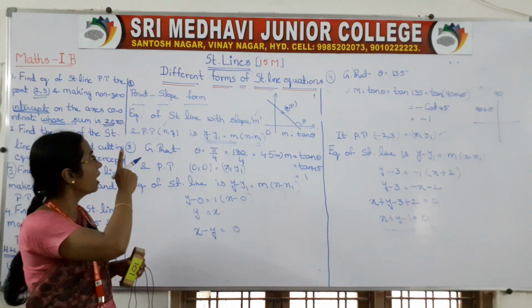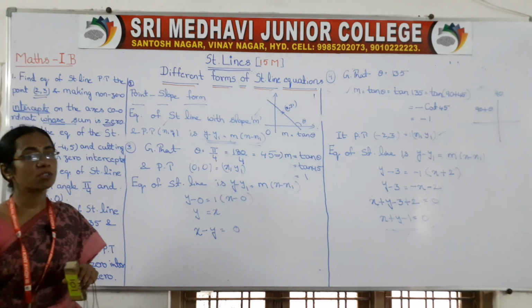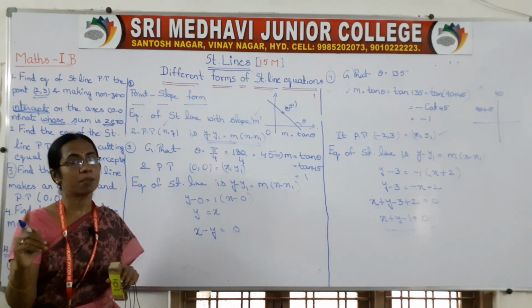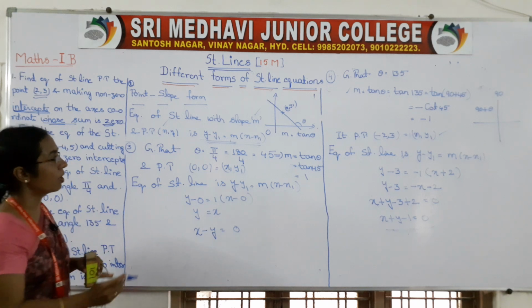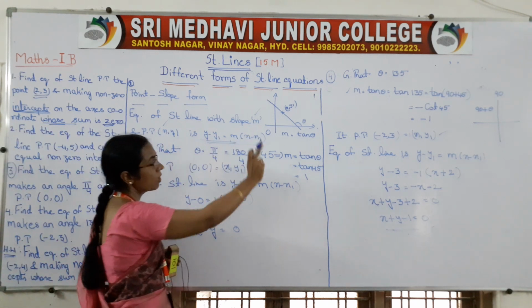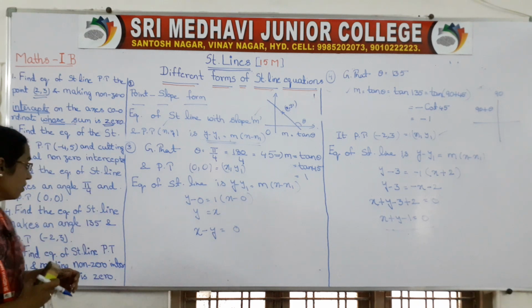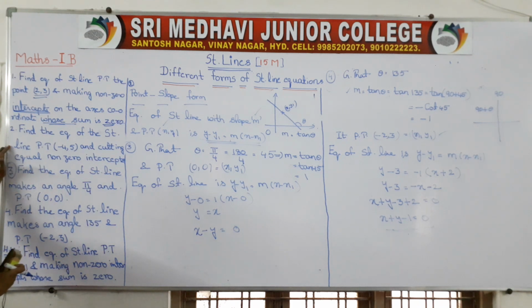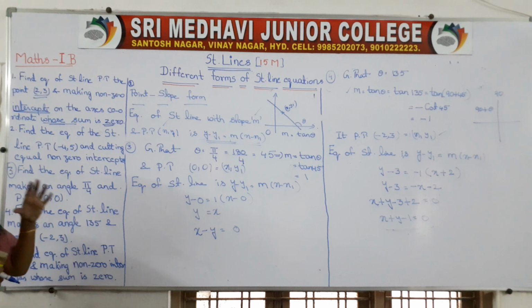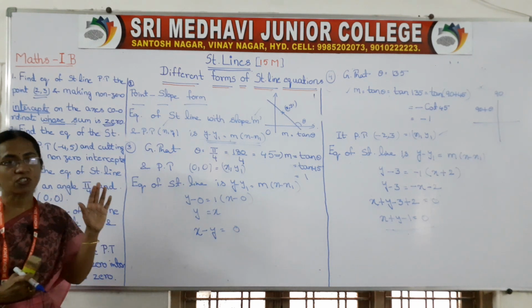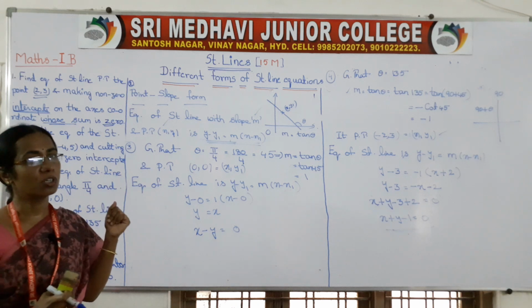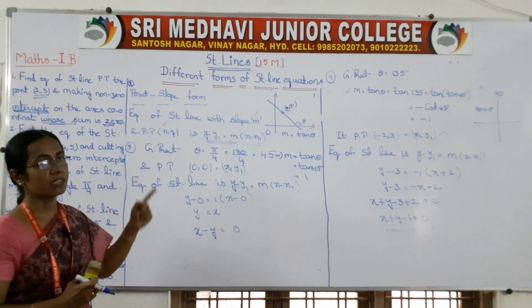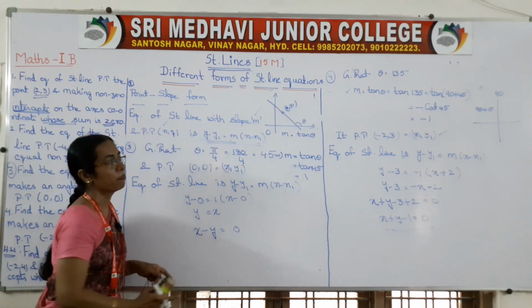One is the intercept form and one is the point slope form. Intercept form is x by a plus y by b is equal to 1, and point slope form is y minus y1 is equal to m into x minus x1. And I have given one homework question based on the first one. See the question, it is about intercepts. Find the equation of the straight line passing through the point and making non-zero intercepts whose sum is 0. Whenever intercepts are given in the question, it is the first form, x by a plus y by b is equal to 1. Whenever a point is given, slope is given, you have to go for this formula.